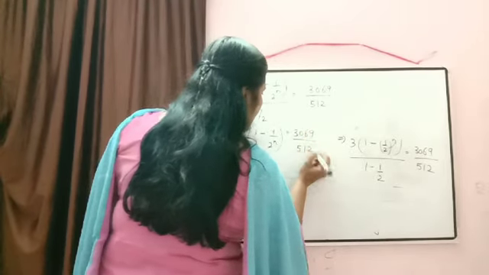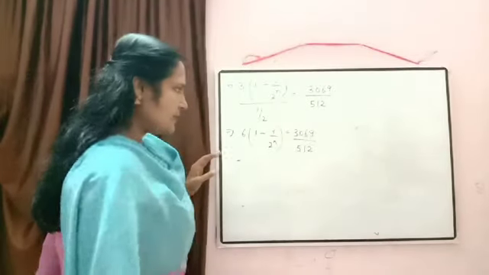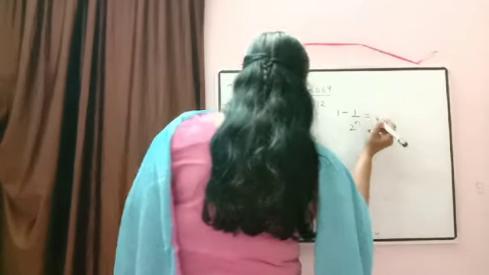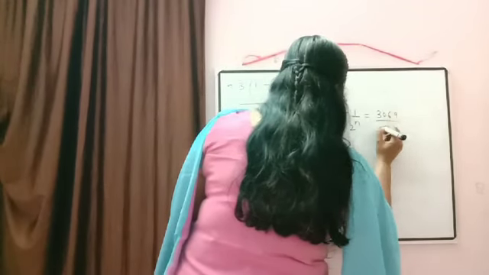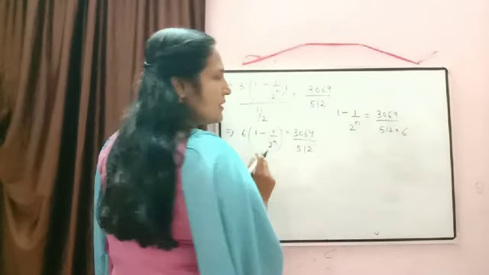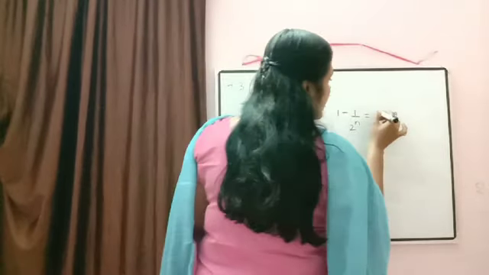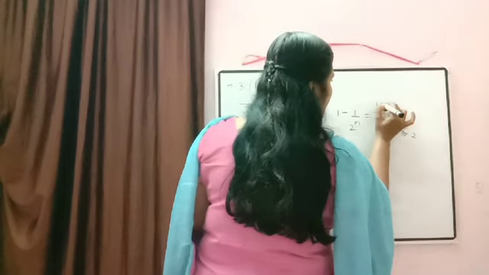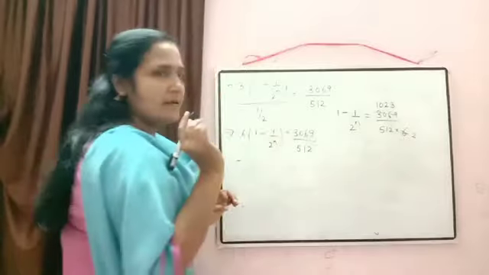3069 by 512. Now we can shift 6 to the right hand side. Then we'll get 1 minus 1 by 2 raised to n is equal to 3069 by 512 into 6. 6 will go to the denominator. Now just to check whether we can cancel it by, yes, we can cancel it by 3. 3 2s are 6. Here 3 1s are 3, 0. 3 2s are 6. 3 3s are 9. Correct?